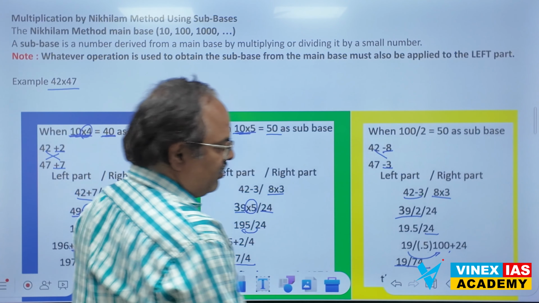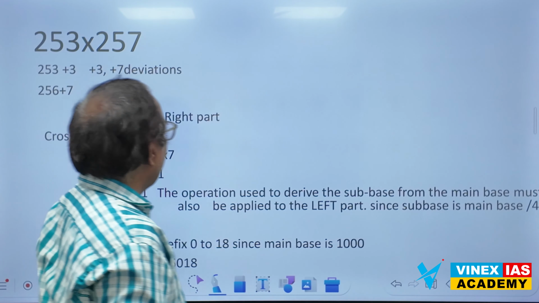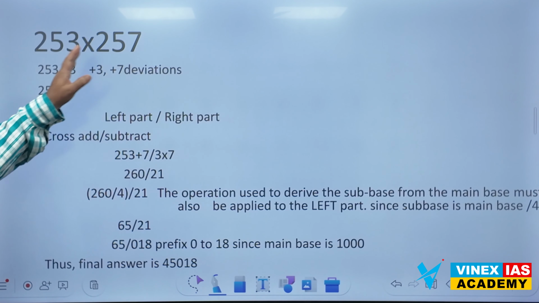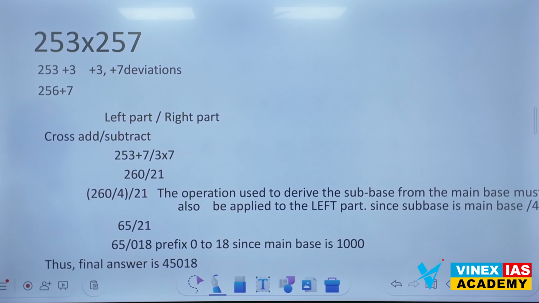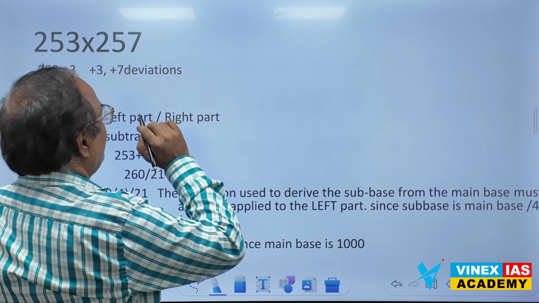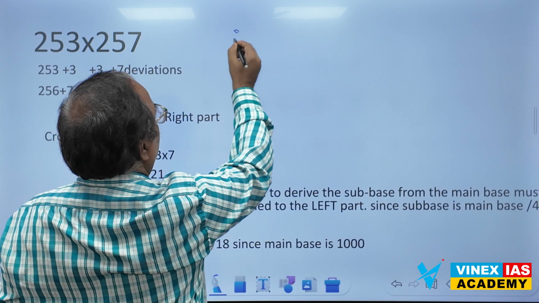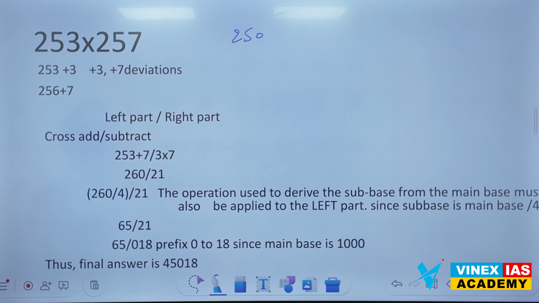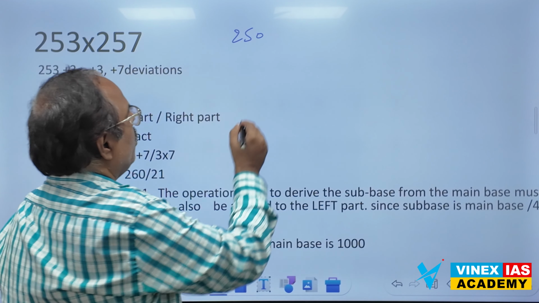Let's take another example. Suppose you want to multiply 253 into 257. Now here 253 and 257 are nearer to 250, so our subbase should be 250. Now 250 is what? 1000 by 4.